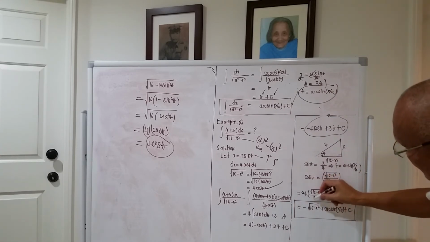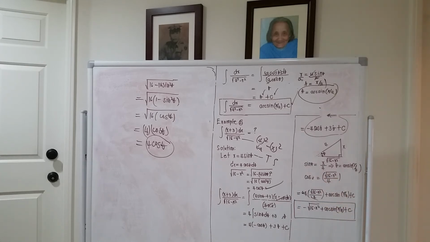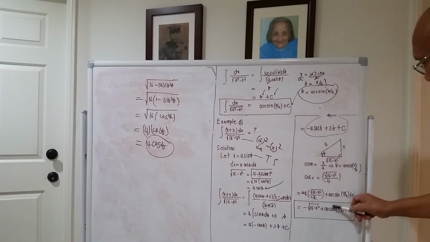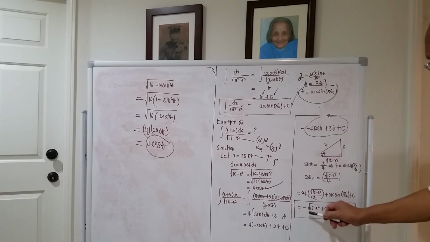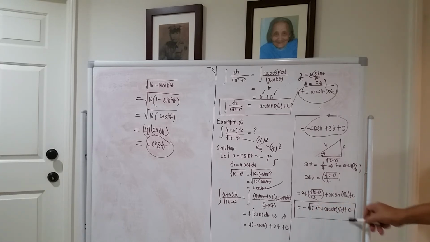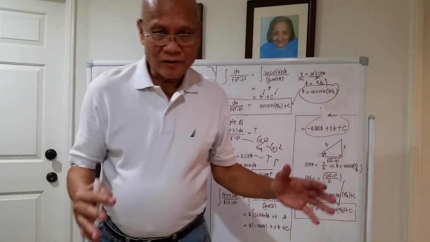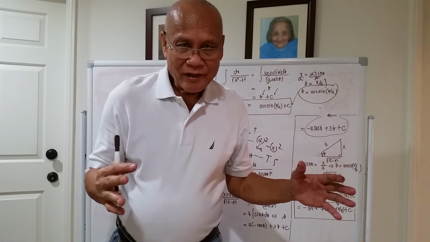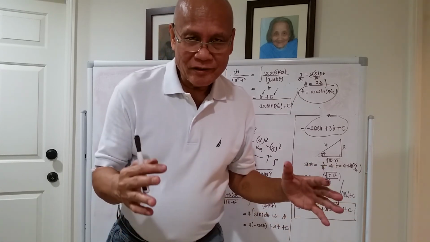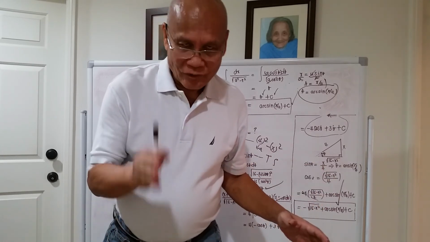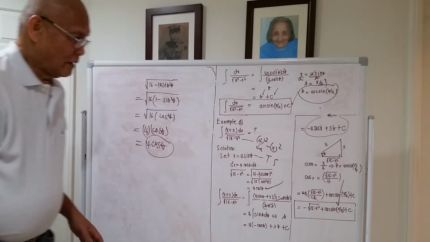And this 4 here cancels with this. So the final answer in terms of x should be negative the square root of 16 minus x squared, preceded by a negative sign, plus arc sine of x over 4 plus c. That's it, guys. It's easy. As long as you know your trigonometry, trigonometric identities, it's easy to solve problems involving integration by trigonometric substitution.